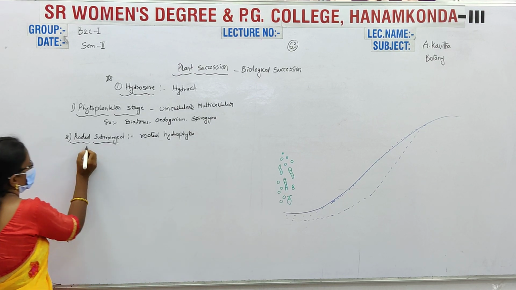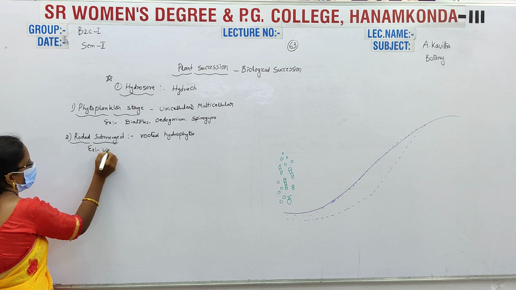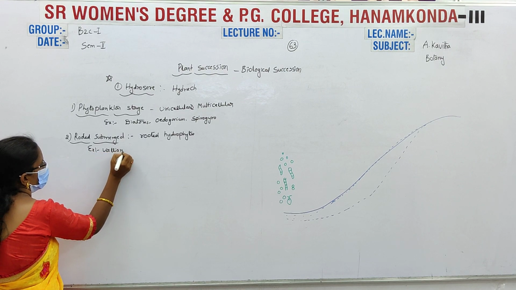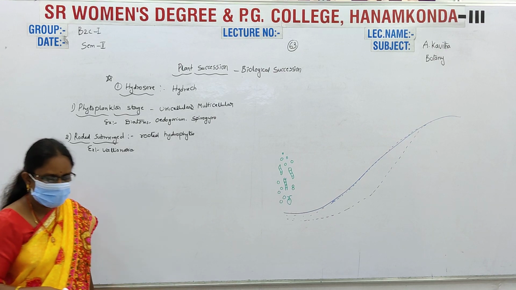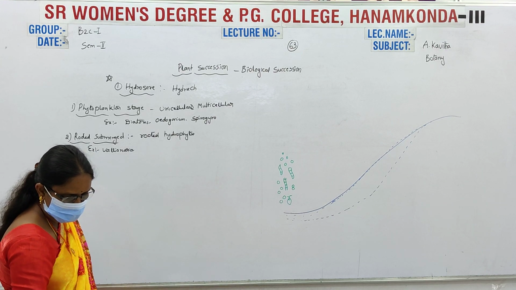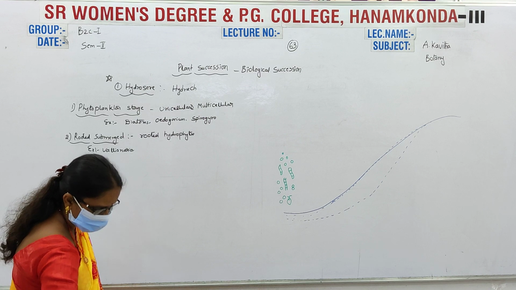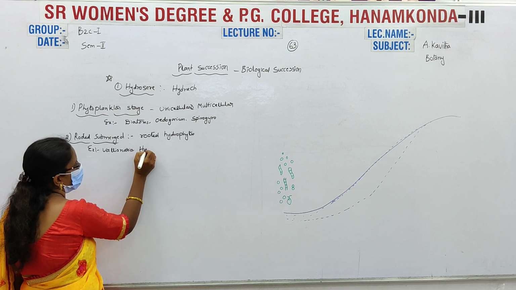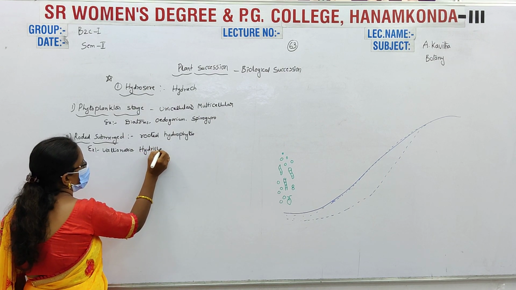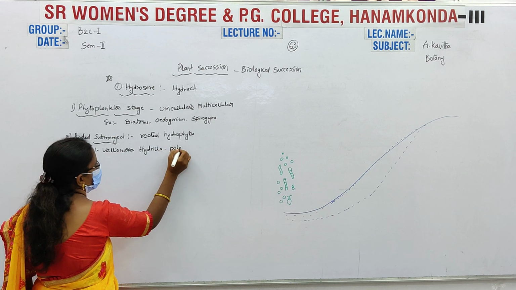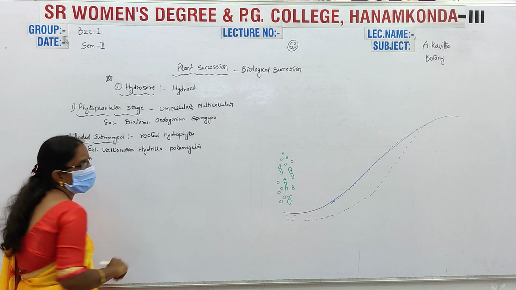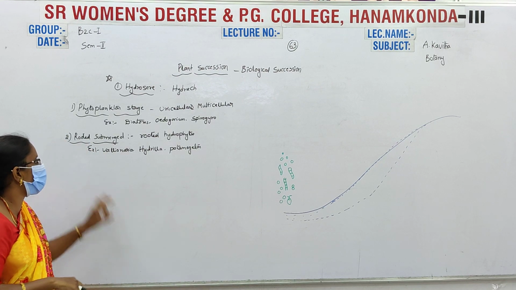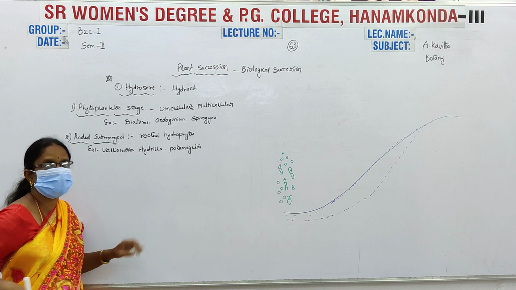Examples are Hydrilla, Potamogeton, Ceratophyllum. These are the examples of the rooted submerged stage.